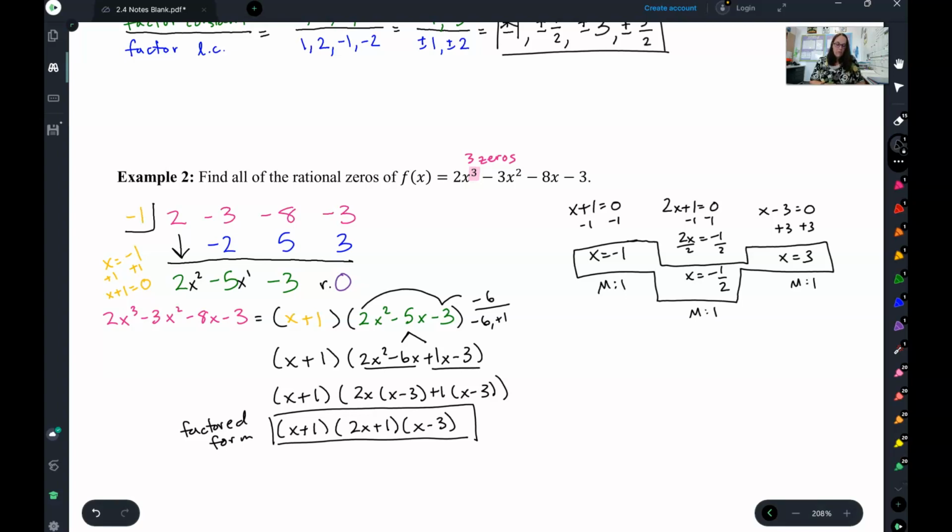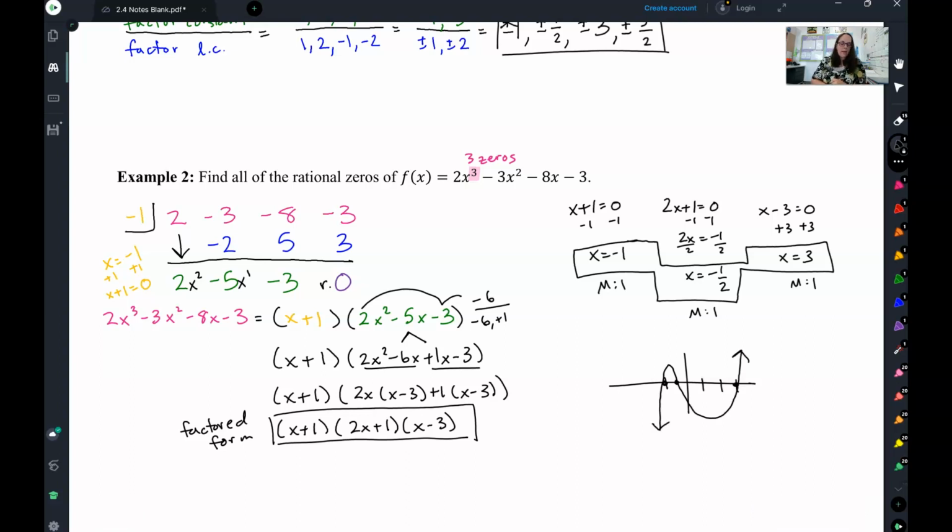Meaning that when I graphed this, they would be my x-intercepts at -1, -1/2, and +3. And because they have an odd multiplicity, they would all cross through. A graph would look something like that. So that's the whole point of factoring. Get it into factored form. We can find our x-intercepts and their multiplicity, and then it's way easy to graph it.